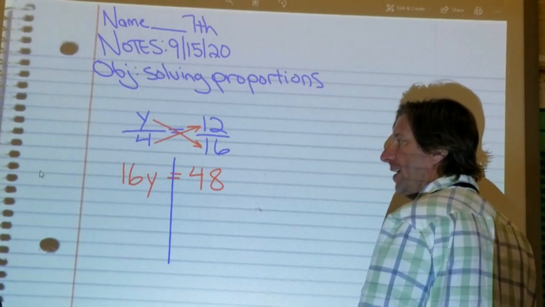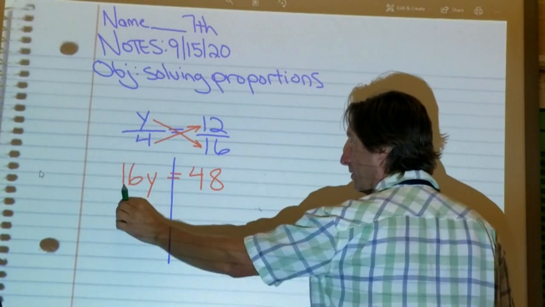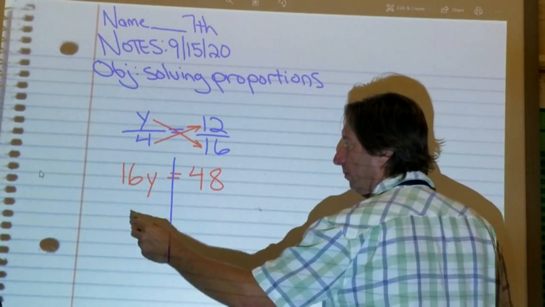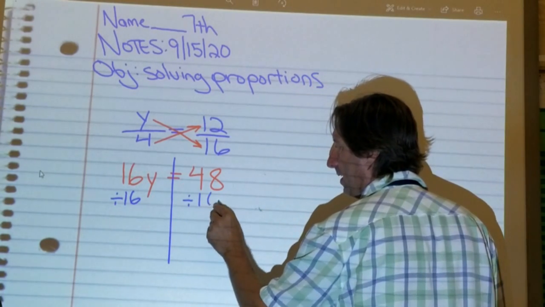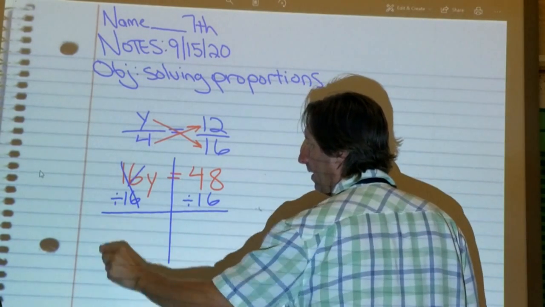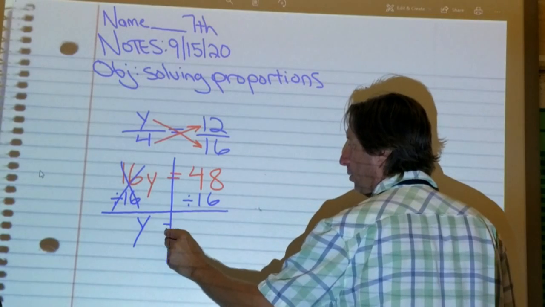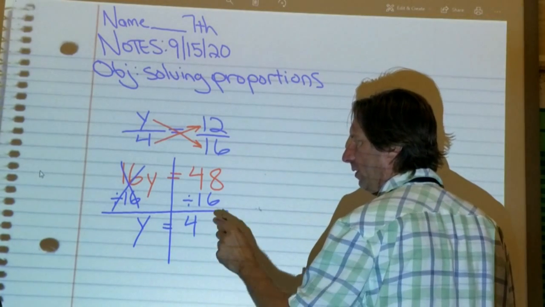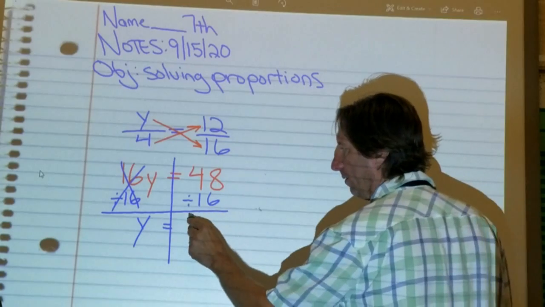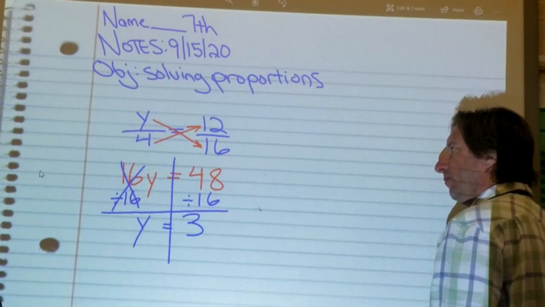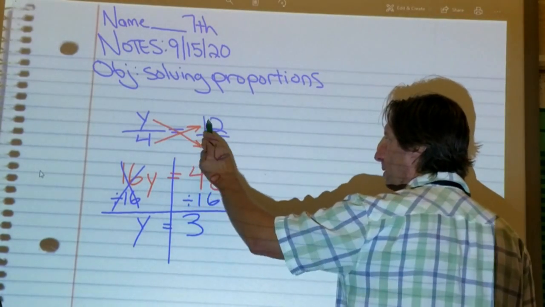Draw our line. We want to get rid of this number, right? Because it's touching our variable. So divide by 16 on this side, divide by 16 on this side. Those cancel out, and I get y equals 4. Right, 16, oh, sorry, 3. Mr. Habercorn can't divide this morning. Y equals 3. So 3 over 4 is the same as 12 out of 16.